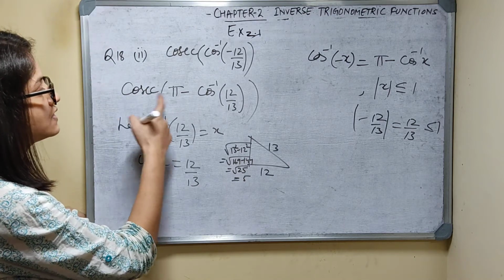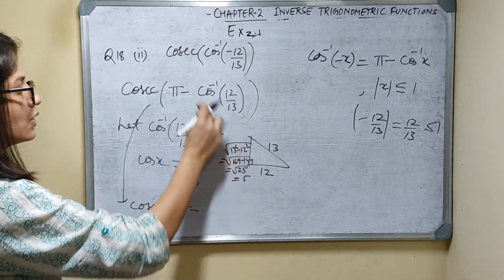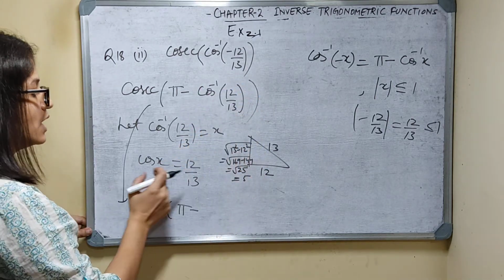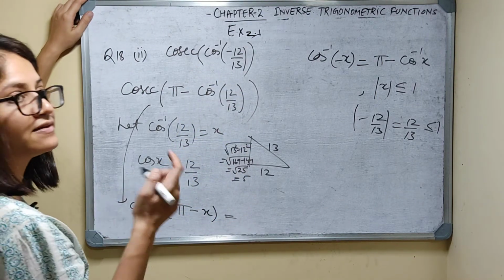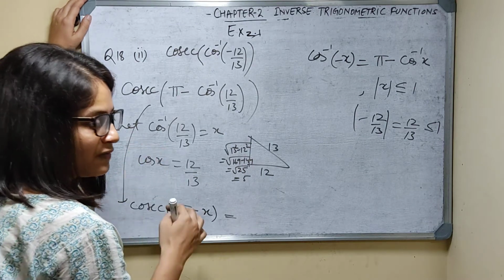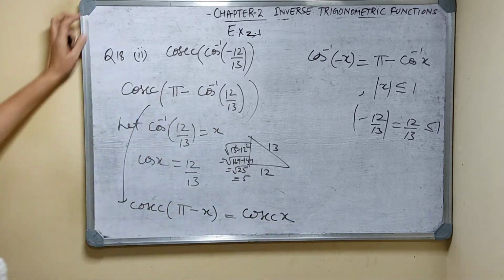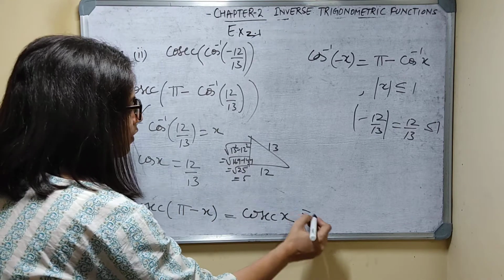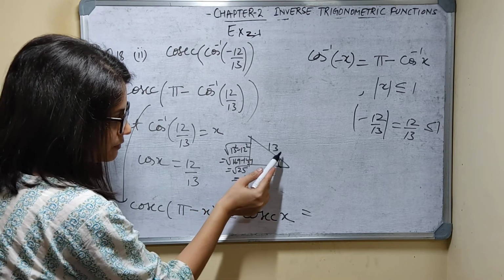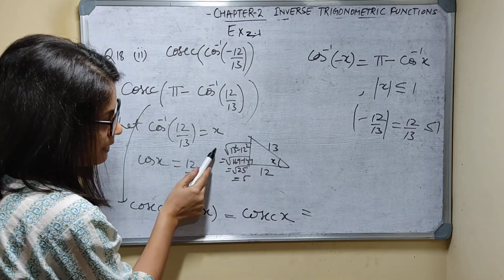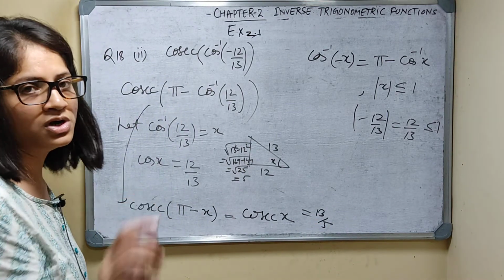So it is cosec of pi minus, and cos inverse 12 by 13 is x. So this is pi minus x, I can write cosec of pi minus x. Cosec of 180 minus theta, second quadrant, is positive, so it is cosec theta. So directly I can write cosec x. Cos x is 12 by 13, so cosec x is hypotenuse upon perpendicular, 13 by 5. Answer is 13 by 5. Like this you have to solve.